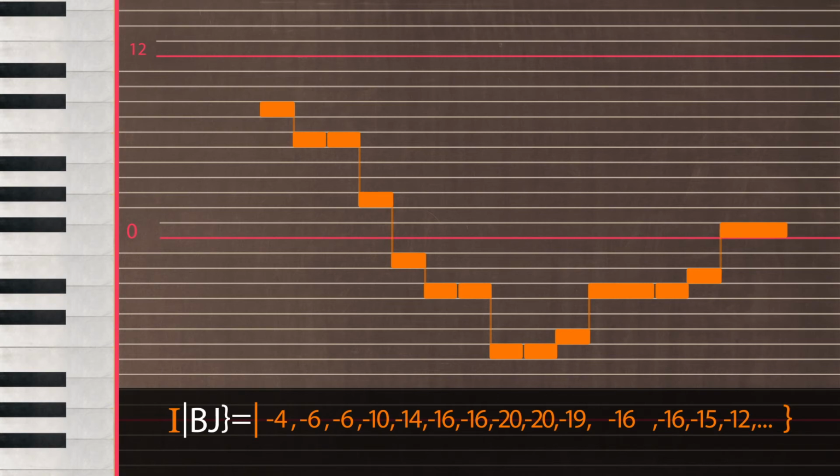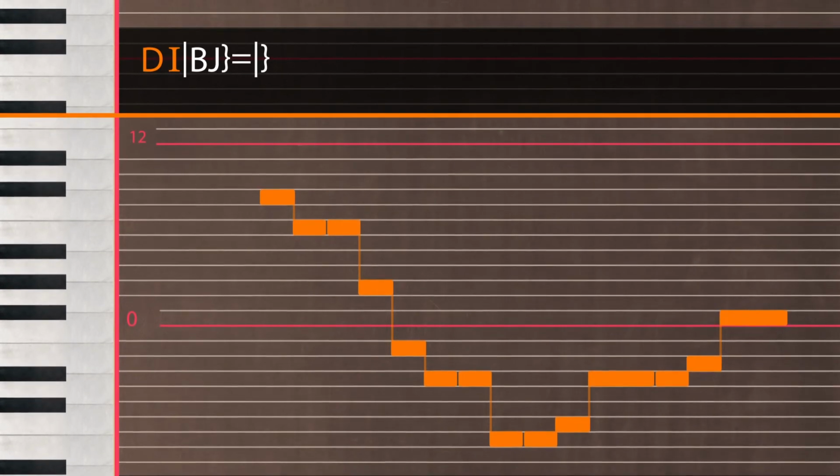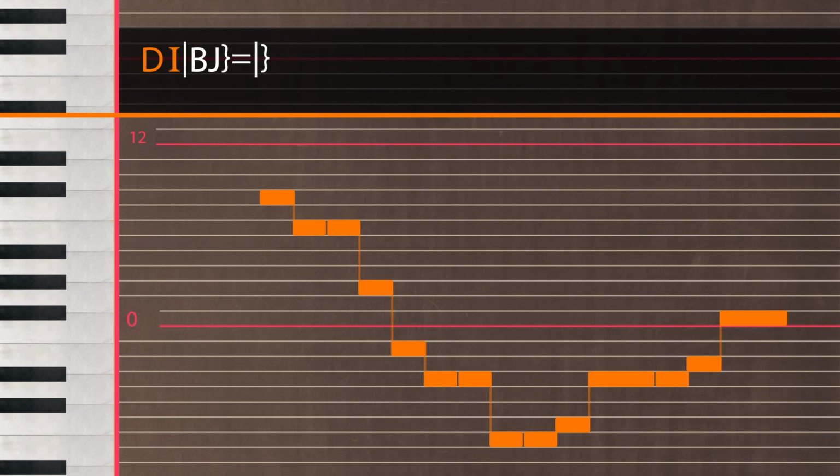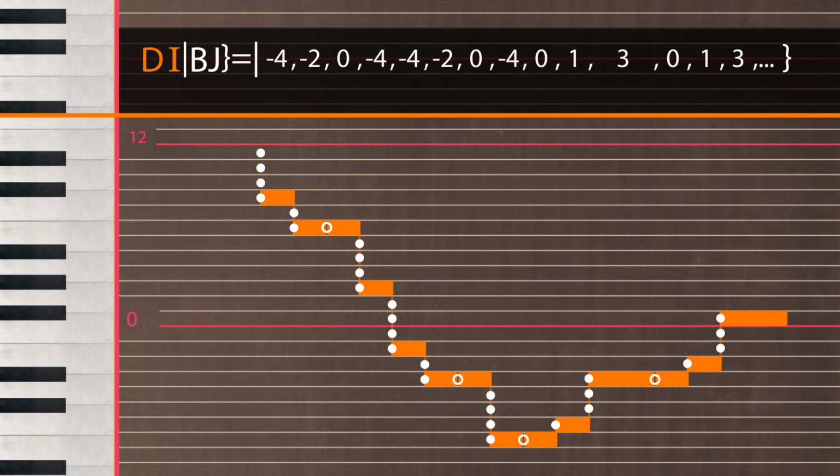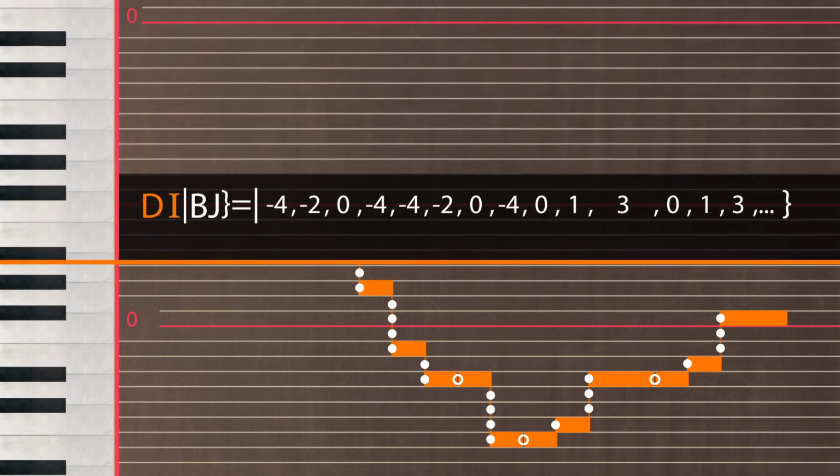What happens if we first apply the integral operator and then the derivative operator to Brother John? So let's look again at the differences in the sequence of stages. -4, -2, 0, -4, -4, and so on. This sequence of numbers sounds familiar to us. That's exactly the initial melody of Brother John.